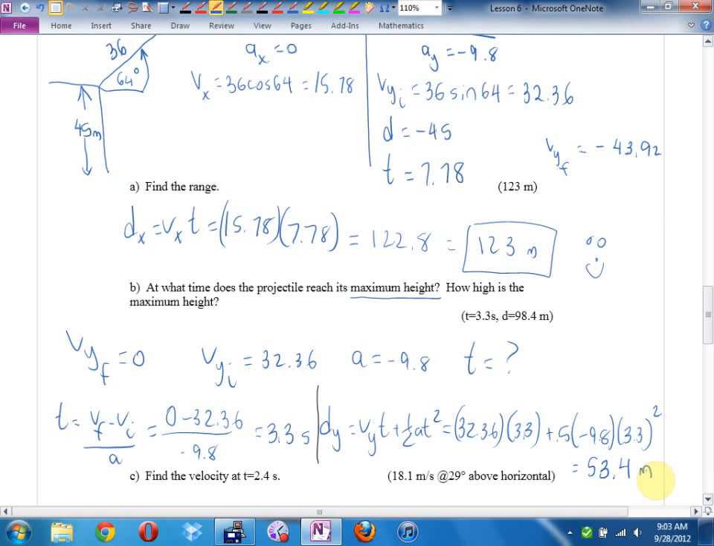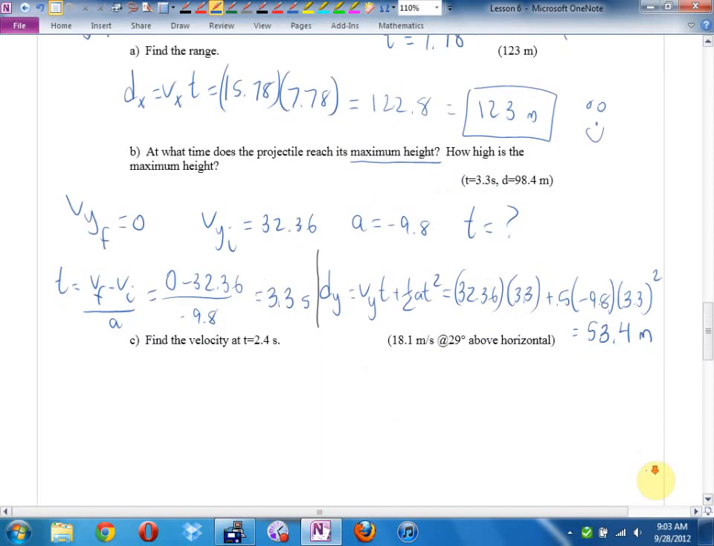The math that I just did assumes I'm starting from the ground. I'm not starting from the ground. How high am I when I started launching this thing? 45. So what we actually found out is how high above the cliff it gets, 53.4 meters. But I better add that 45 meters, because we measure height from the ground, not from the cliff. Yes? So I'm running out of room. Plus 45 gives me 98.4 meters.